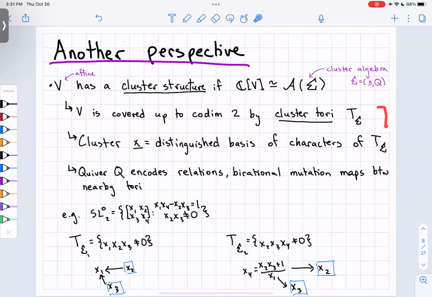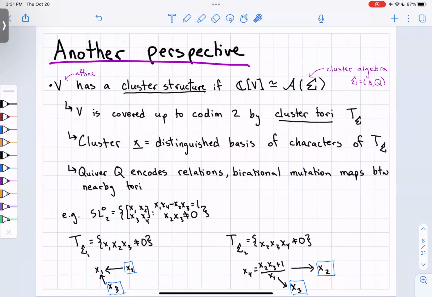So there is some sort of compatibility here. I don't want to get too precise. No, I think the term you used was perfectly appropriate, because they all live in the same Laurent polynomial ring. Yeah, that's right. Okay. All right, so if you want to think about it this way, then for this SL2 example, you have two cluster tori. The first one is when these elements are non-zero, and the second one is when these elements are non-zero. And you'll see, of course, that I'm really only covered up to codimension 2 by the cluster tori. I don't cover everything.